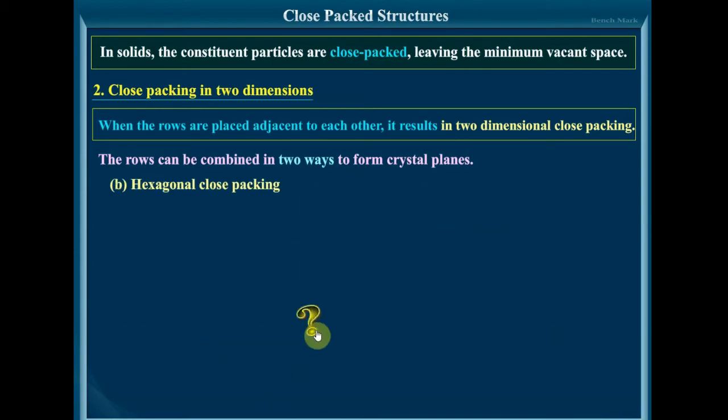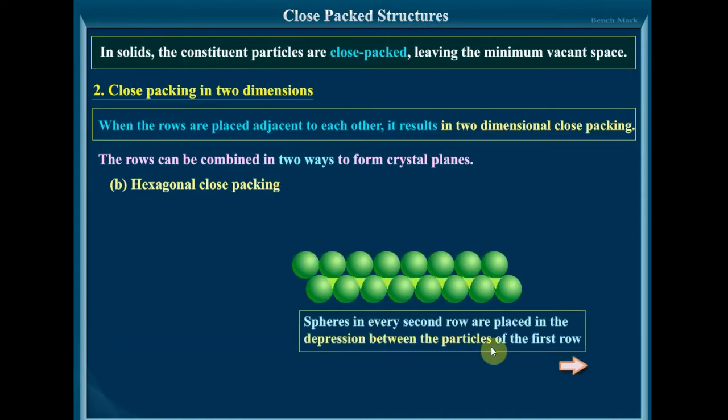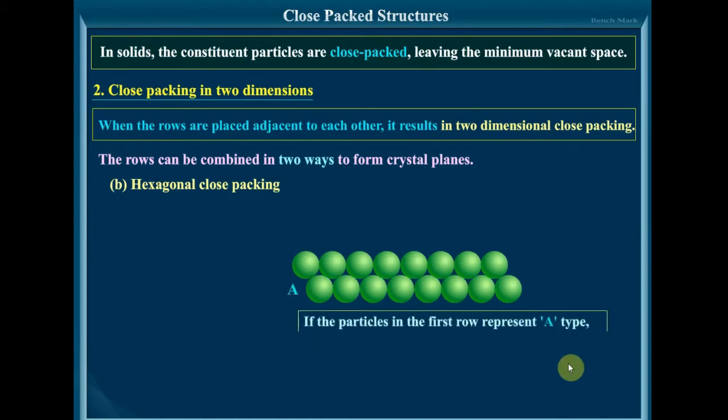The second type of close packing in 2 dimensions is hexagonal close packing, which is more efficient. The first row is arranged in this manner. Spheres in the second row are placed in the depressions between the particles of the first row. So there is a depression in the first row, and the second row is actually placed in the depressions of the first row.